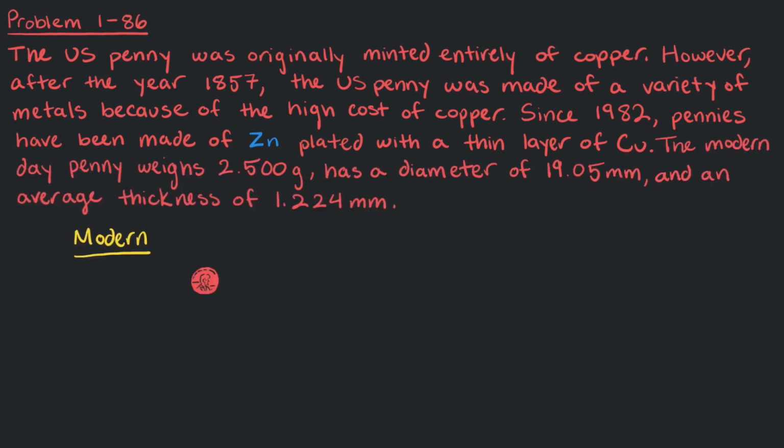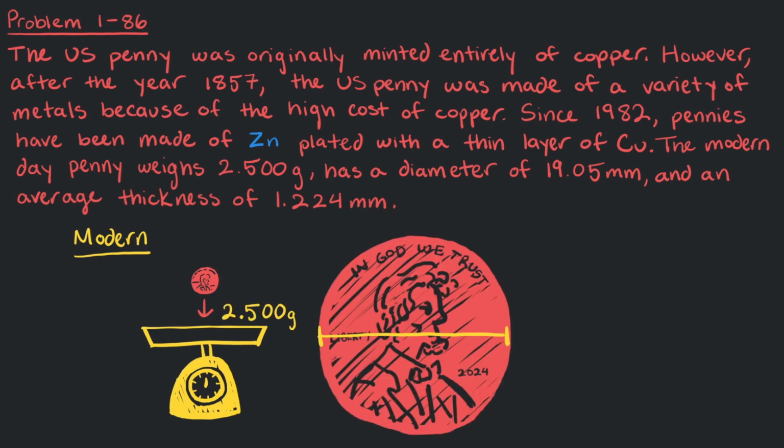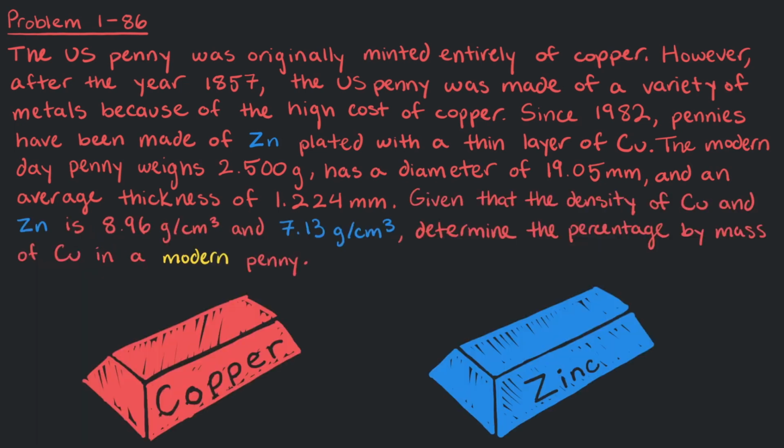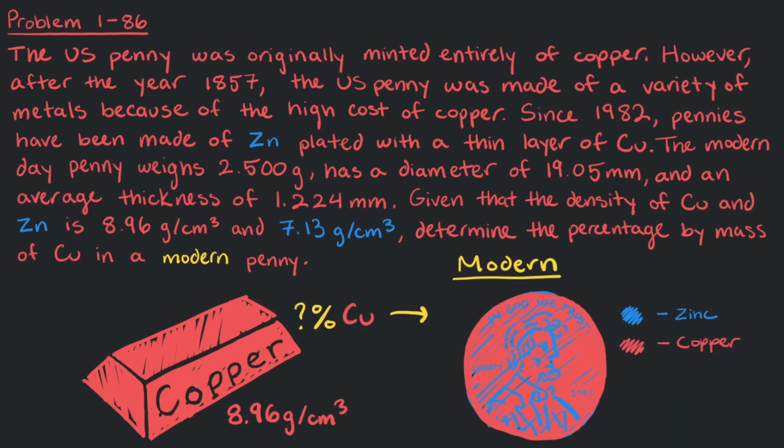The modern-day penny weighs 2.500 grams, has a diameter of 19.05 millimeters, and an average thickness of 1.224 millimeters. Given that the density of copper and zinc are 8.96 grams per cubic centimeter and 7.13 grams per cubic centimeter, determine the percentage by mass of copper in a modern-day penny.